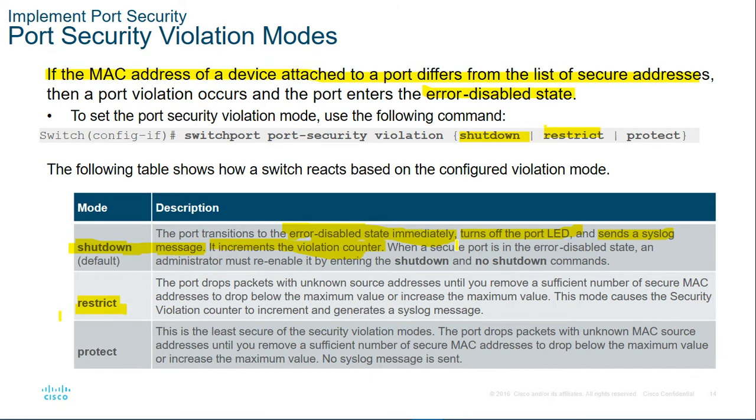When a secure port is in the error disabled state, an administrator must re-enable the interface. What is the procedure to re-enable the interface? The administrator first enters the shutdown command to manually shut down the interface, and then enters the command no shut to change the status of the interface to up. Are you clear?